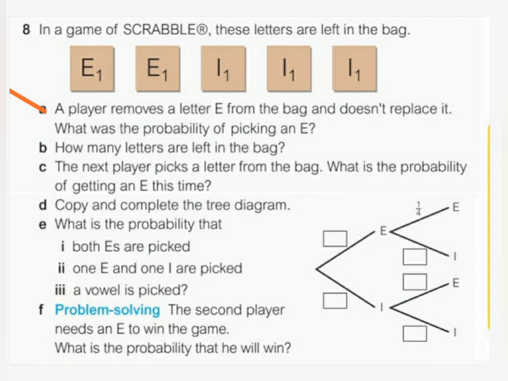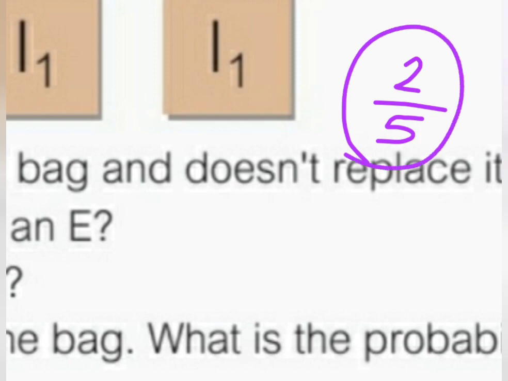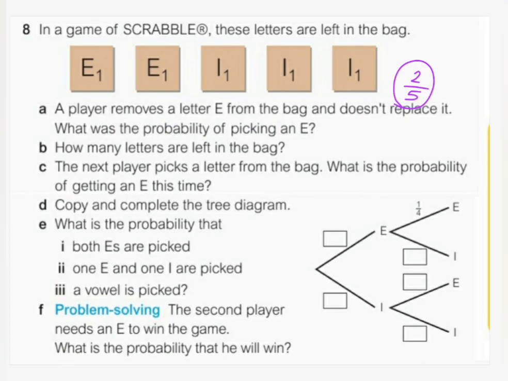Now, he said what was the probability. So the beginning of picking a letter, what is the probability of picking an E? Very good. We have 2 E's and all of them are 5. So it's going to be 2 out of 5. So we write it like this, 2 over 5. Good. Let's write it here, 2 over 5. This is A.